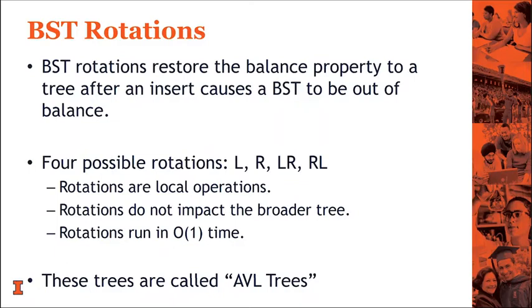BST rotations, or binary search tree rotations, are the mechanism to restore that balance. We know there are 4 different rotations: a left rotation, a right rotation, a left-right rotation, and a right-left rotation. These rotations are all local operations. All we're doing is changing the point of imbalance, rearranging a few pointers. Because of that, we can say this runs in constant time. The code we're going to write to do these transformations is going to be as simple as 4 lines.